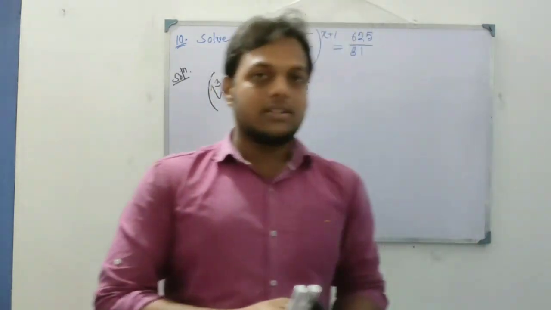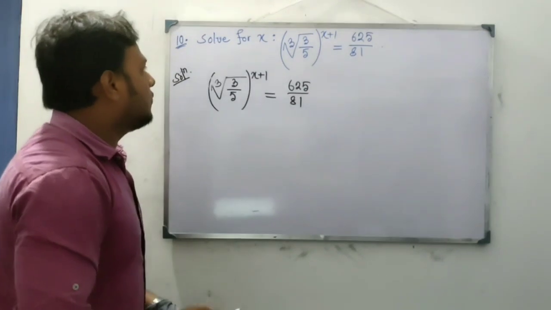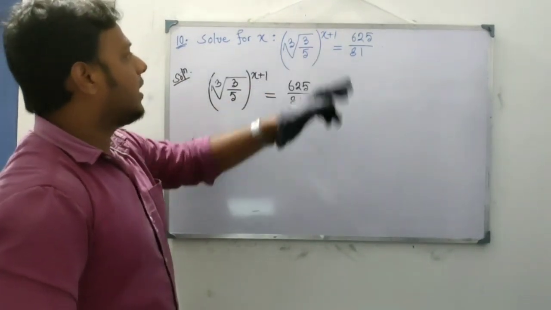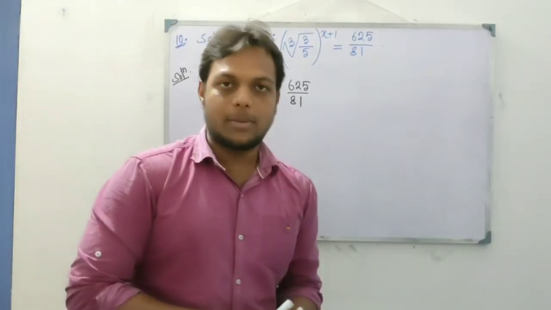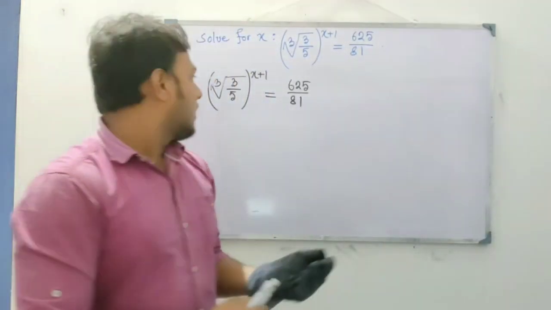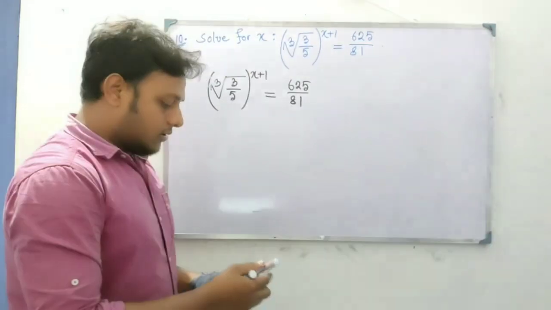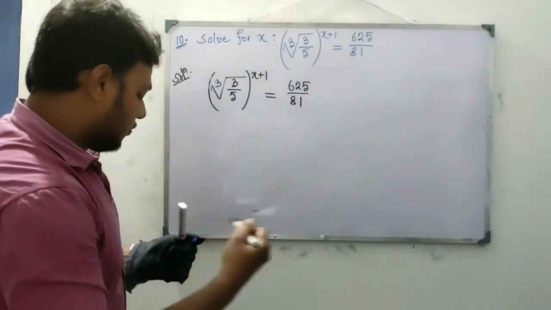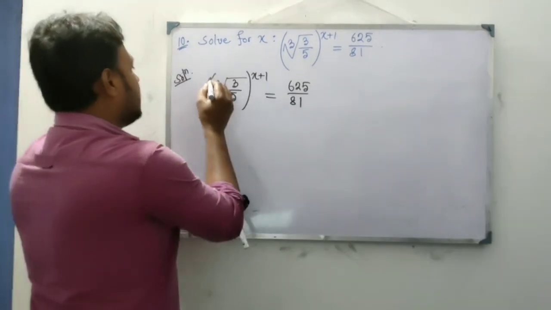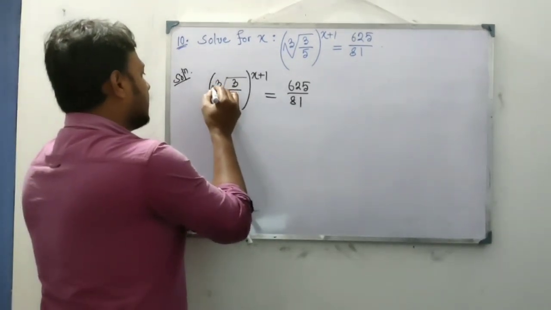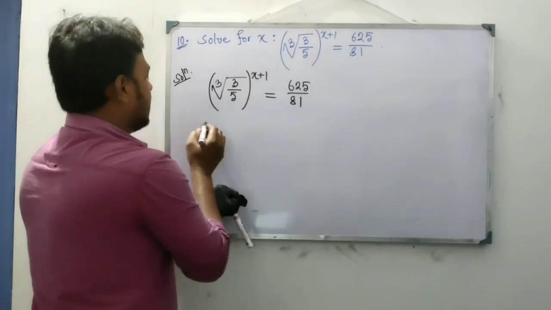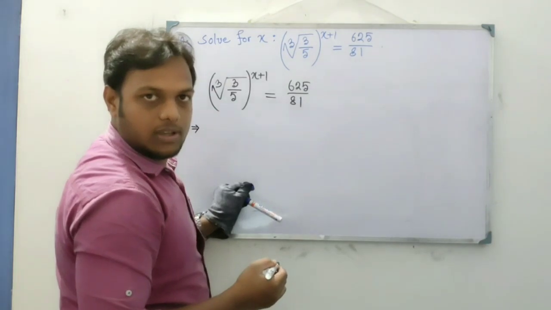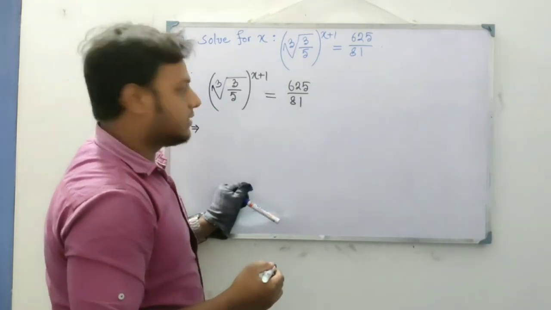See the first problem: solve for x, (cube root of 3/5) to the power x+1 equals 625/81. So I have to solve this. Look at the board. Solution: I have written the line, cube root of this. We will solve this problem by the rules of exponents, or the rules of indices.